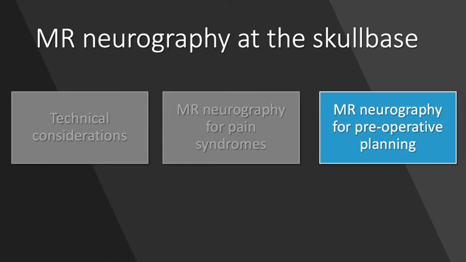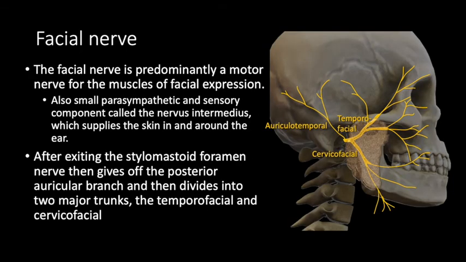Another application that we're trying to develop even more at the Barrow is using MR neurography for preoperative planning. One of the most difficult regions to operate on is the parotid because of facial nerve injury. We have been developing this technique together with our otolaryngology colleagues to help them to better plan their parotid surgeries. The facial nerve is predominantly a motor nerve, though it does carry some parasympathetic and sensory branches.